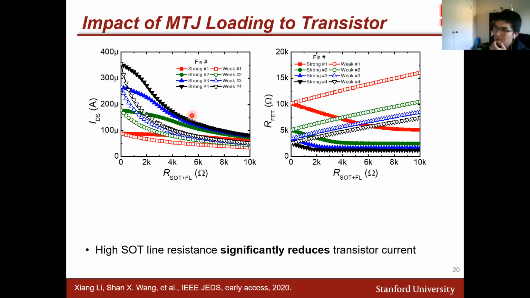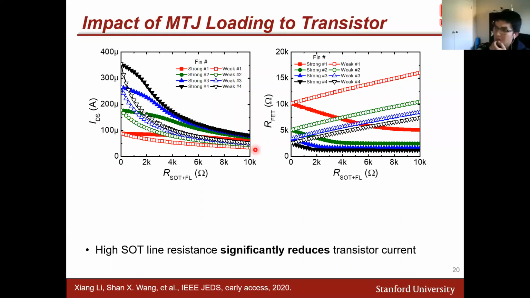And another thing is, if we increase the SOT resistance, then we can see here the current drive that the transistor can provide actually decreases pretty fast. That's like a parasitic, right? If you have a large parasitic, then you have lower transistor drive. And this is a pretty serious issue. If you have very large resistance like 10 kilo ohm, then in this scenario the current drive is almost half of the original maximum amount.